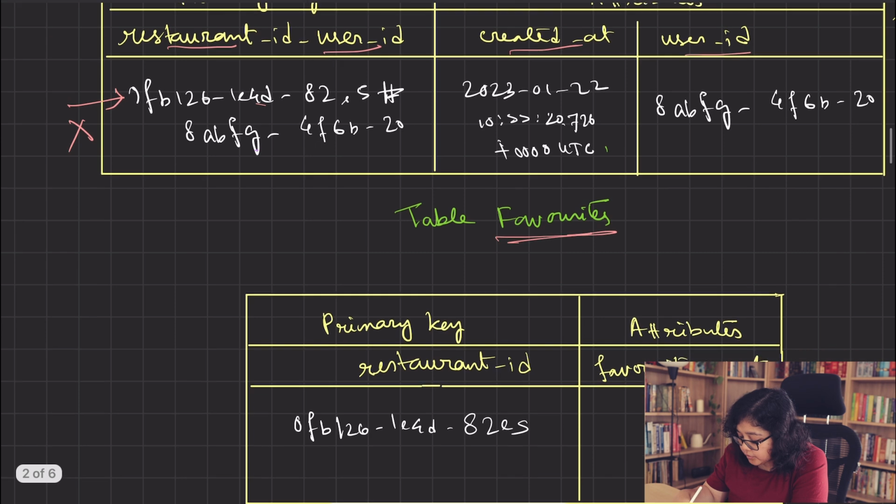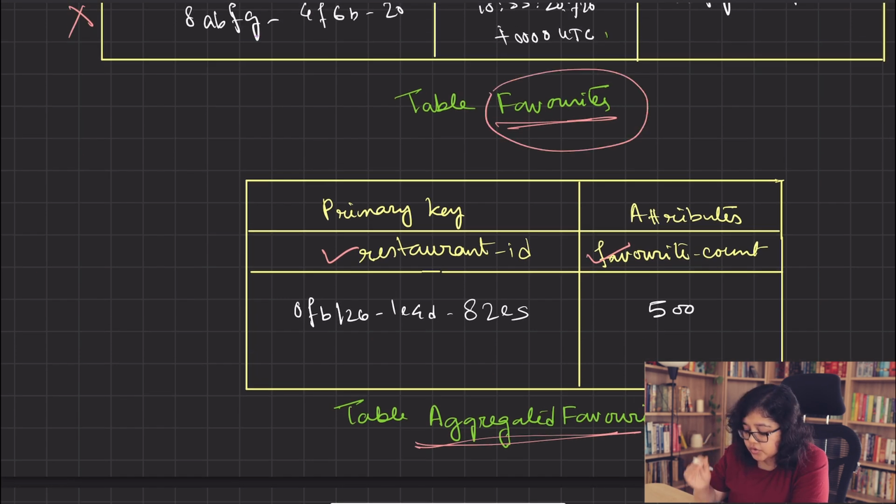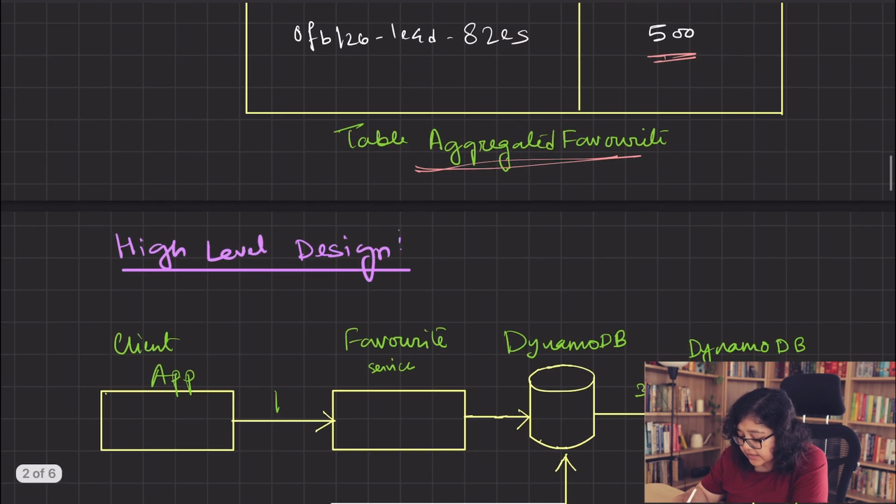Now, as Deliveroo wants to show the favorite count of each of the restaurants, they have designed another table, aggregated favorite, where we can see the restaurant ID and the favorite count. If this favorite data was stored in SQL, then we could easily do a group by restaurant ID to get this data. But the problem is the data is stored in DynamoDB, and DynamoDB does not support aggregation functions like group by. So we have to figure out a way to aggregate the data in real time.